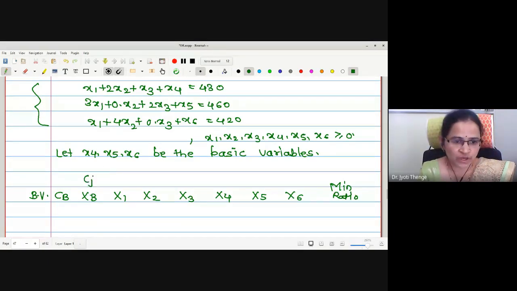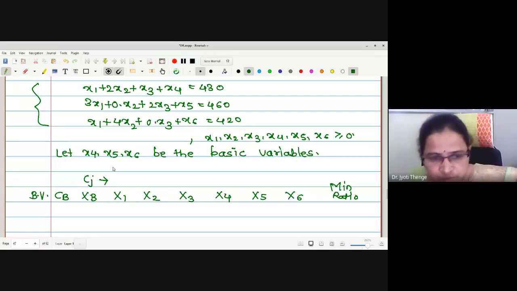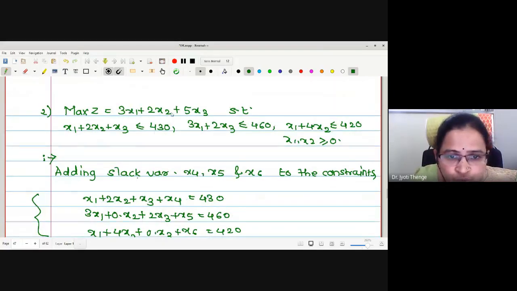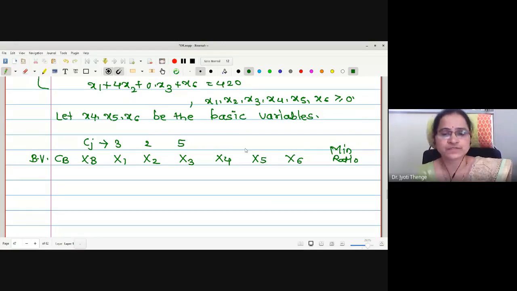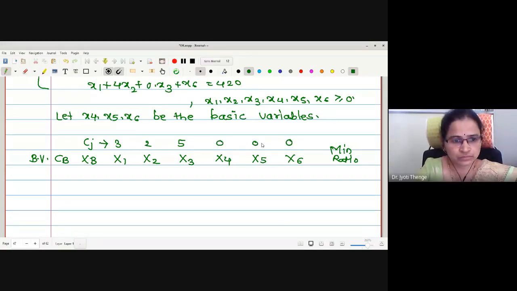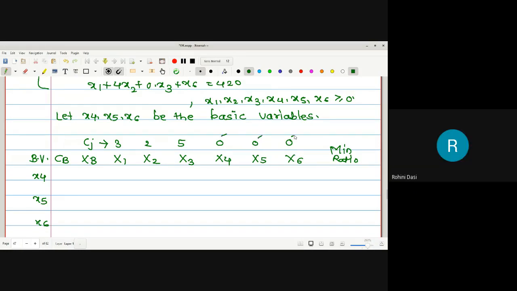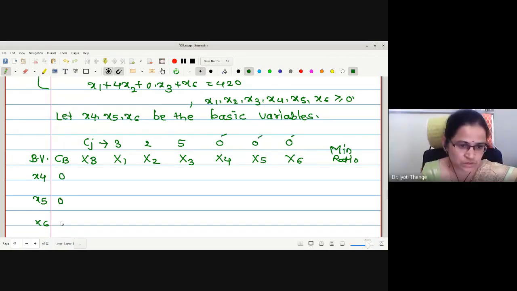Now at the top we are going to write the Cj entries. What is the objective function? 3, 2, 5. What is the cost of the remaining variables in the objective function? x4, x5, x6 are 0, 0, 0. The basic variables we have selected are x4, x5, x6. What is the cost of these basic variables? 0, 0, 0.